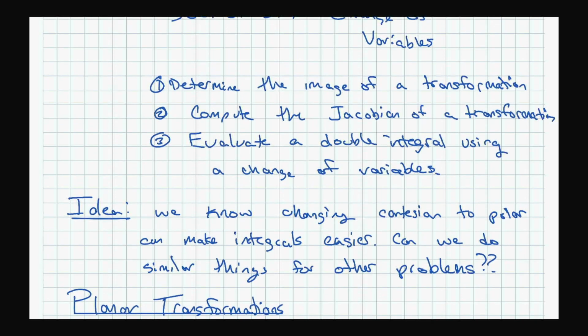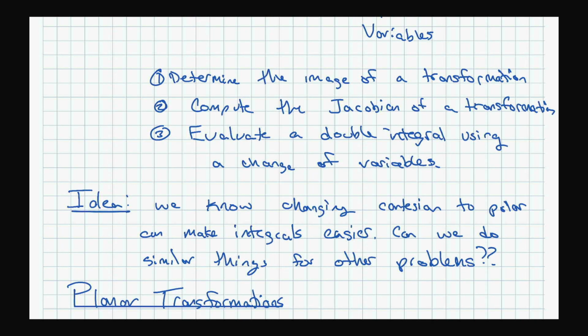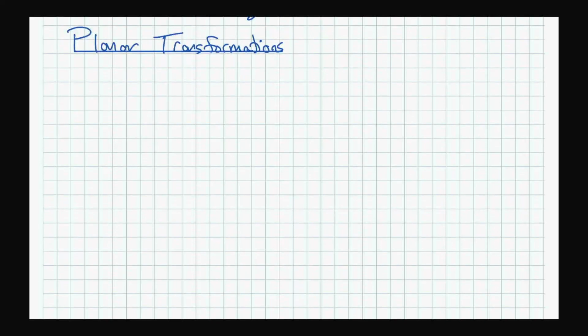So in the section, we're going to talk about transformations, and you're going to determine the image of a transformation. You're going to compute the Jacobian of a transformation. That's a new word. Probably you have not heard that before in any other math class. And then finally, we are going to evaluate double integrals using a change of variables process. Now, actually doing a lot of this is not that hard, but like I said, we kind of have to slog through a little bit of theory first. So let's go ahead and do that.